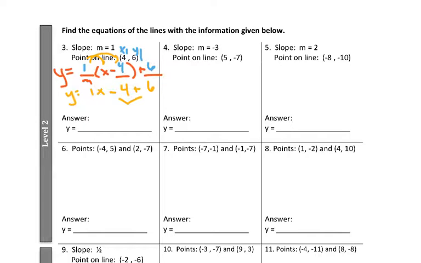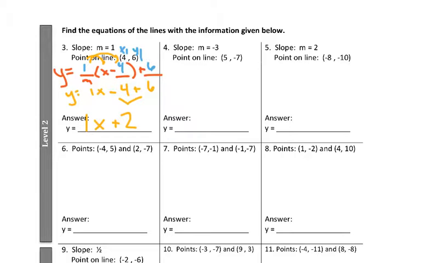So then we would have 1x. You don't have to write the 1, but you can. Negative 4 plus 6 is a positive 2. So the equation of the line that goes through those 2 points is y equals 1x plus 2.